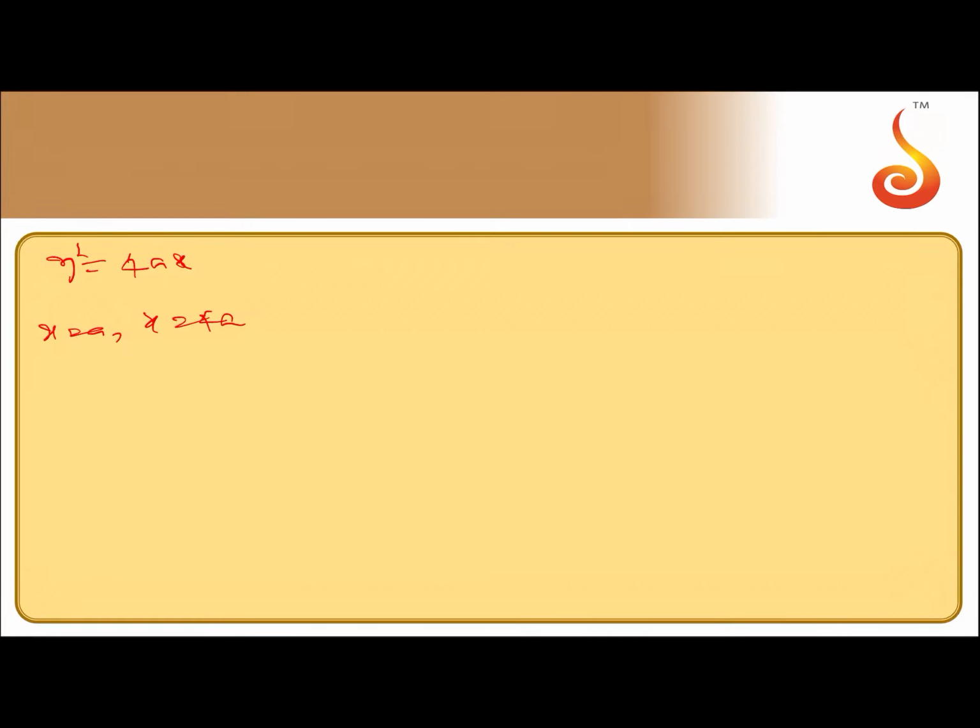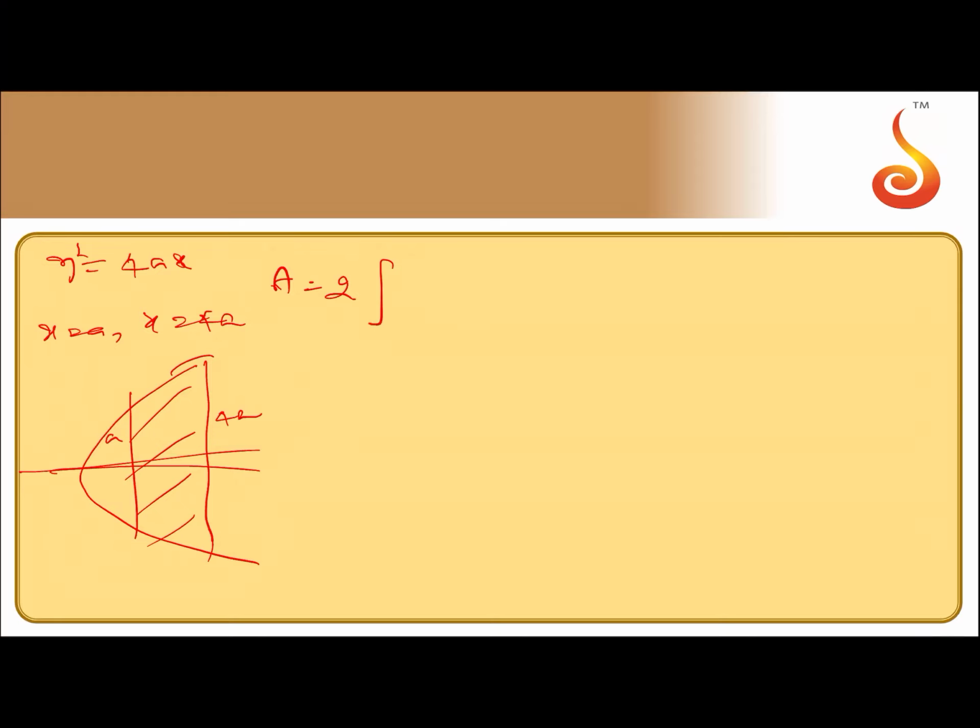Okay, let me take up here. This is actually the parabola, with x equals a and x equals 4a. That is nothing but this area. Now by symmetry we can take it as above the x-axis, starting from a to 4a, and calculate double of it. So the required area is equal to twice the integral from a to 4a. Under the curve it is 2 root a root x.